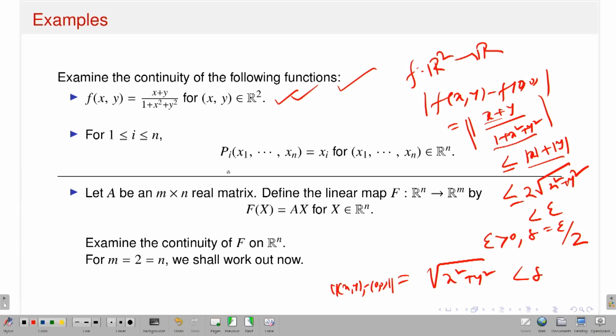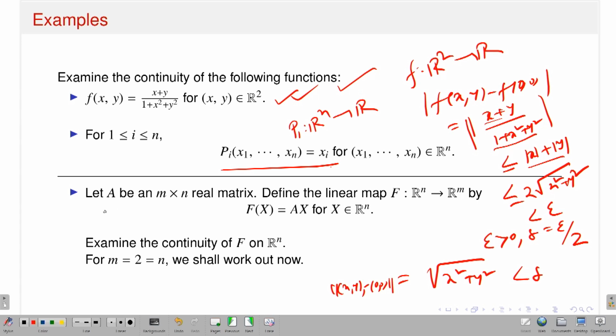Similarly, this function pi is a map from where to where? Pi is a map from Rn to R. This kind of function is called a projection function. It is projecting the (x1, x2, ...) components to the ith component xi. One can also use the epsilon-delta definition to prove that this is also a continuous function. What about the next one?